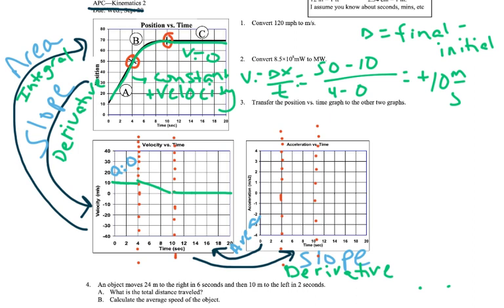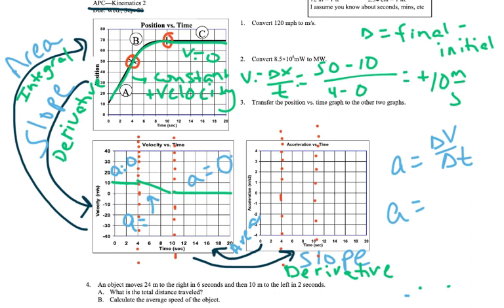Over here from 10 to 20, I have a constant velocity of 0, so I have an acceleration of 0 over here as well. The only place we have acceleration is here. So acceleration is defined as the change in velocity over the change in time.